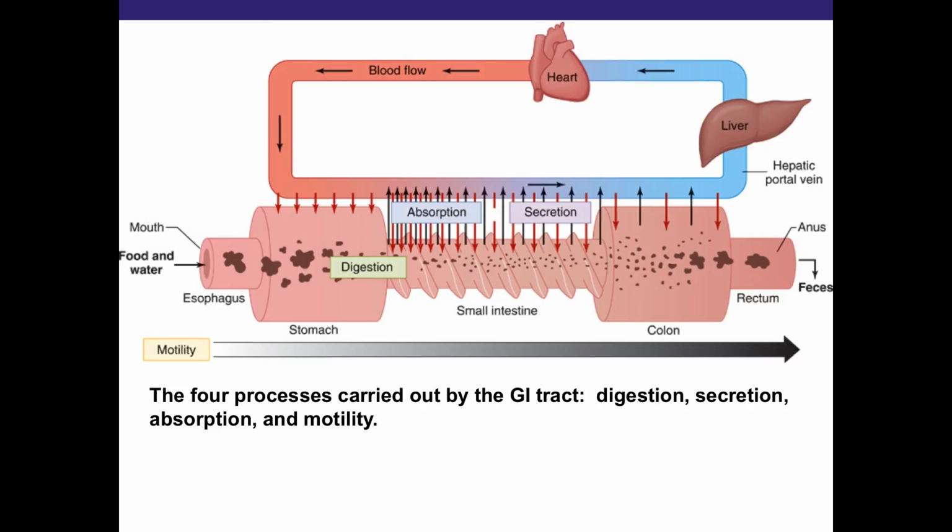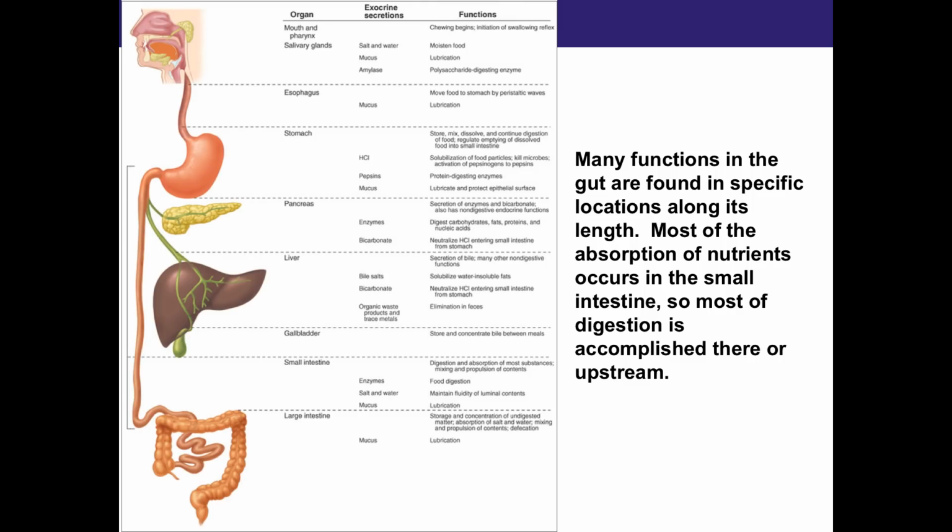If you want a little bit more detail, this breaks it down. We're going to cover this, but if you want a nice, succinct diagram that gives you a good idea of all the different organs, mouth, salivary glands, esophagus, stomach, pancreas, liver, gallbladder, small intestines, large intestines, you can read through here. This is a nice review slide. So many of the functions in the gut are found in specific locations along its length. Most of the absorption of nutrients occurs in the small intestines. So most of the digestion is accomplished there or upstream.